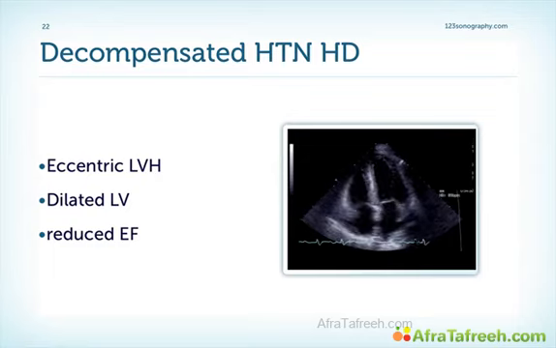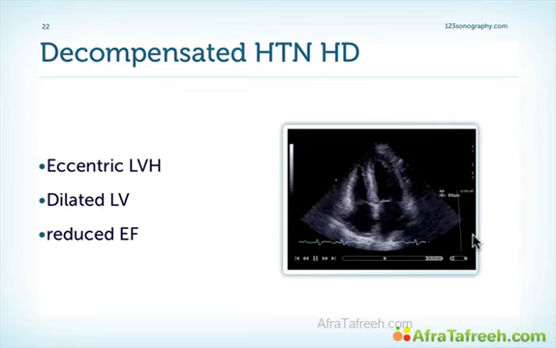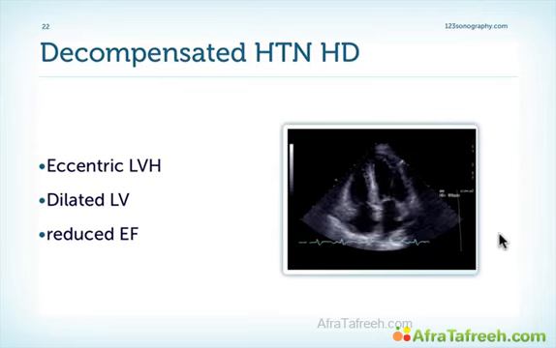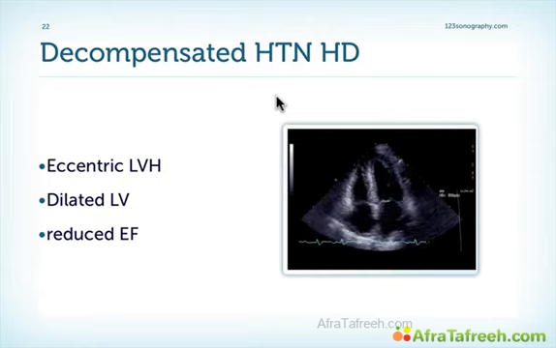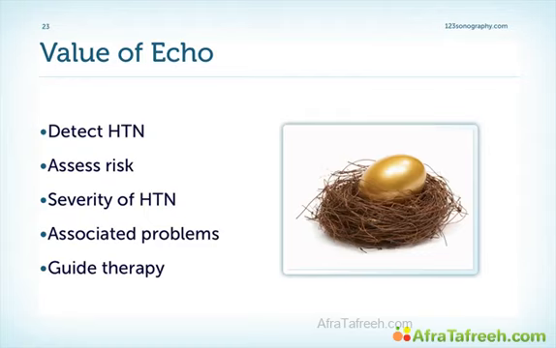And what you see here is an example where we already have a reduction in ejection fraction. Usually the patients have symptoms of dyspnea in this stage. Echo is extremely valuable in patients with hypertensive heart disease. Very often you will be able to make the diagnosis simply because you find hypertrophy.